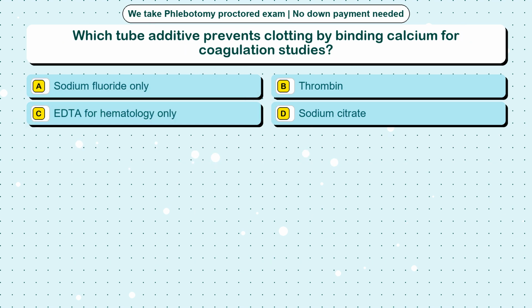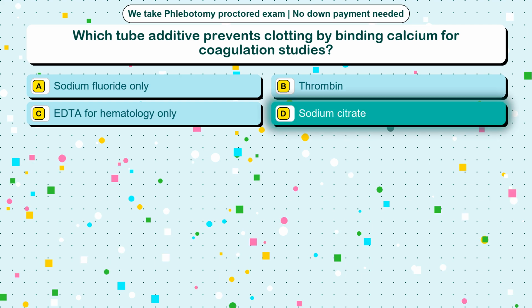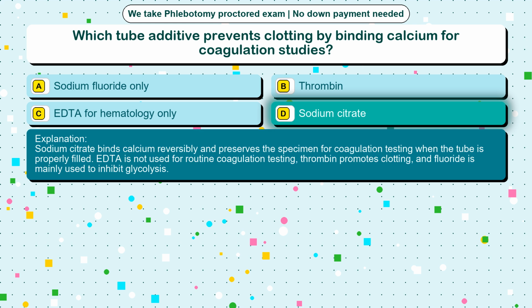Question 74. Which tube additive prevents clotting by binding calcium for coagulation studies? Option A, sodium fluoride only. Option B, thrombin. Option C, EDTA for hematology only. Option D, sodium citrate. The correct answer is option D, sodium citrate. Sodium citrate binds calcium reversibly and preserves the specimen for coagulation testing when the tube is properly filled. EDTA is not used for routine coagulation testing. Thrombin promotes clotting, and fluoride is mainly used to inhibit glycolysis.